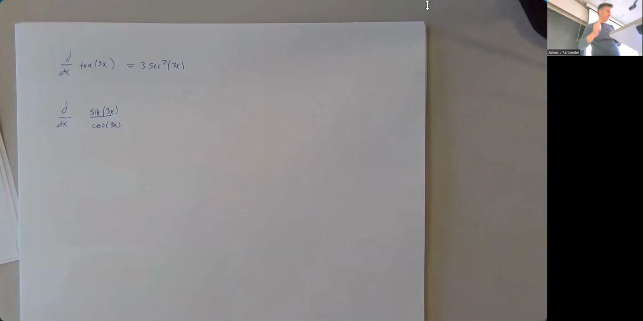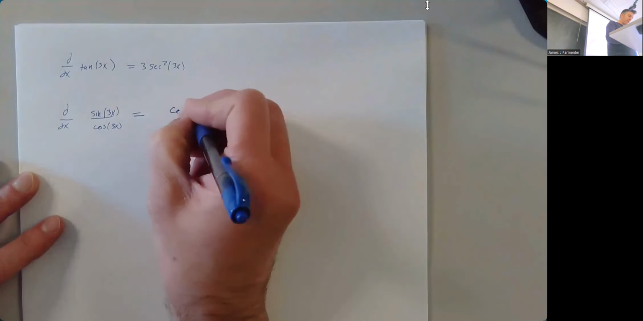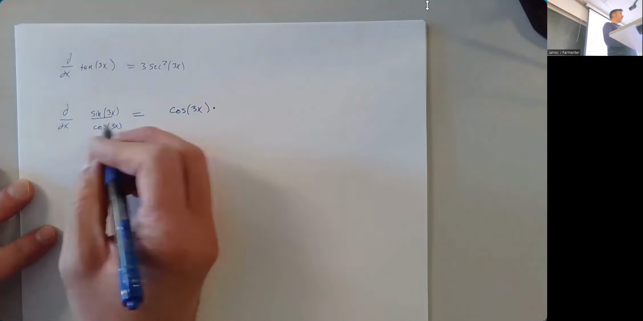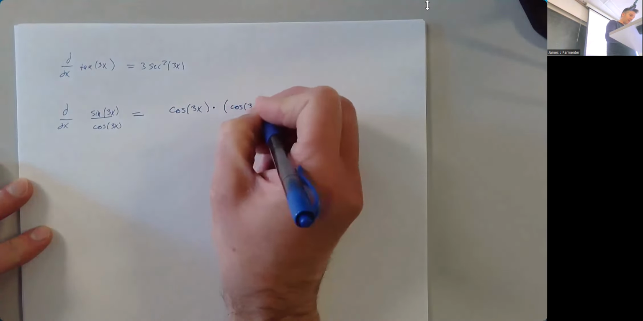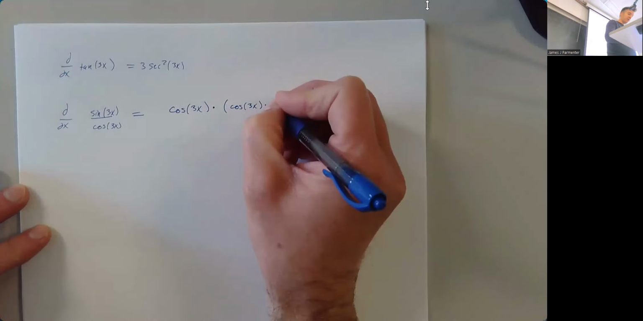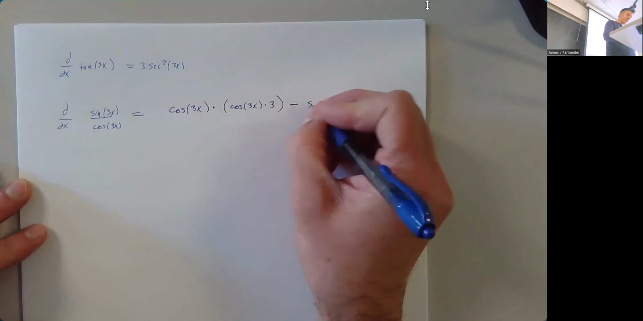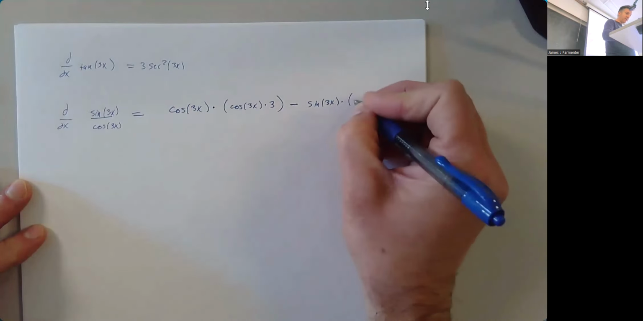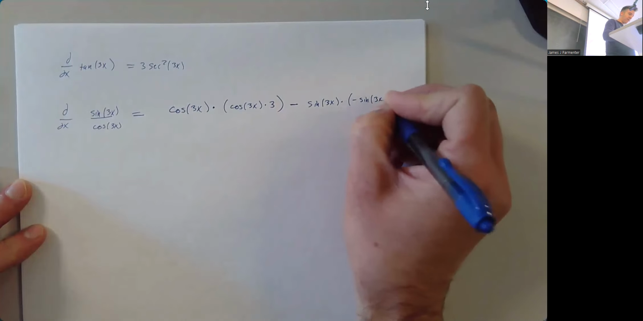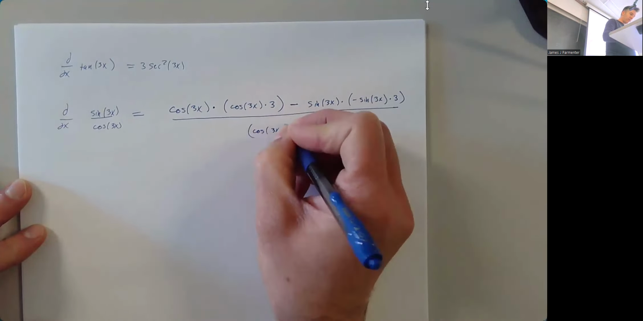There we go. Cool. So then we're going to use the quotient rule. So it's going to be the bottom times the derivative of the top, and the derivative of sine of 3x is going to be cosine of 3x times the derivative of 3x, which is 3 because of the chain rule, minus the top times the derivative of the bottom, and the derivative of cosine of some stuff is negative sine of that stuff times the derivative of that stuff, all divided by the denominator squared.